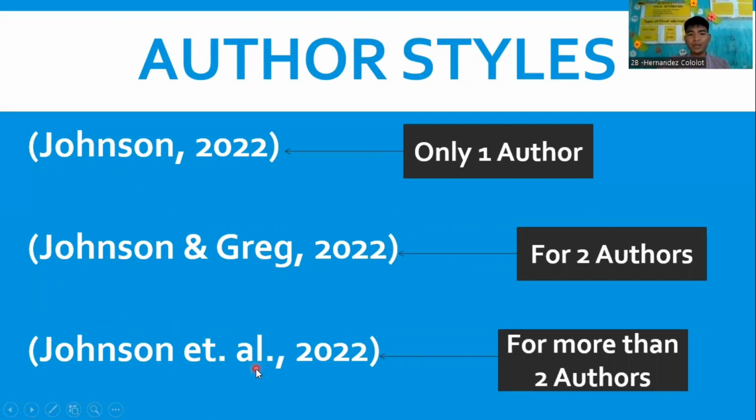For this, you write only the primary author. How can you identify the primary author? You select the first surname of the given authors. Let's say we have Johnson, Greg, and Blooms. There are three, so the first author is Johnson. We take the first surname, Johnson, and write Johnson et al. 2022. This et al. means "and others," so it is read as Johnson and others 2022. These are the different author styles.